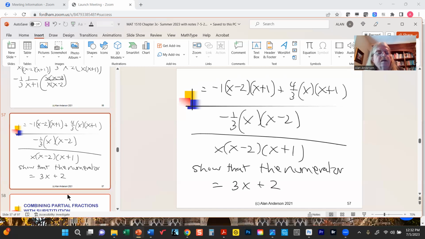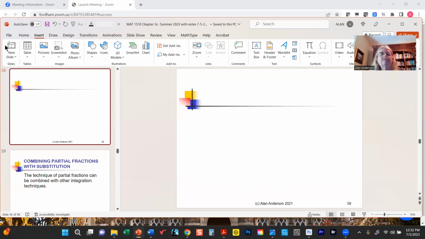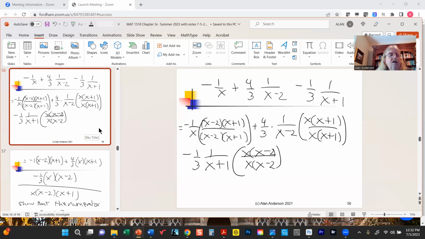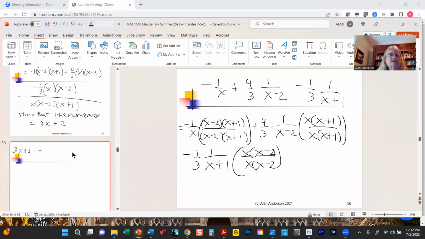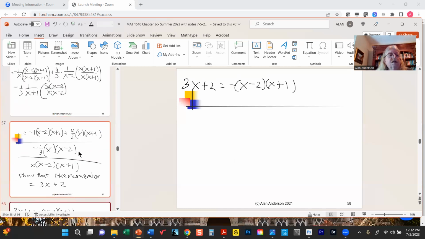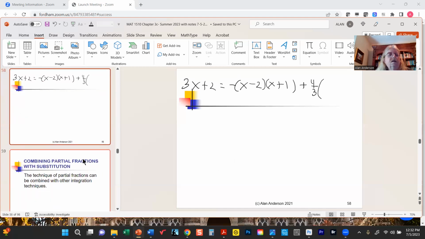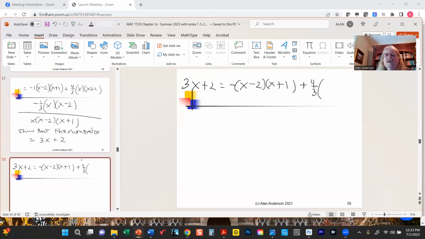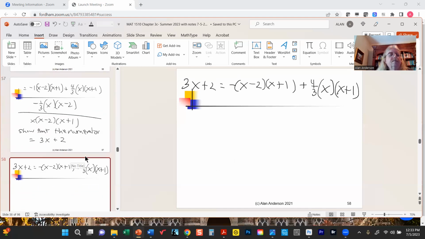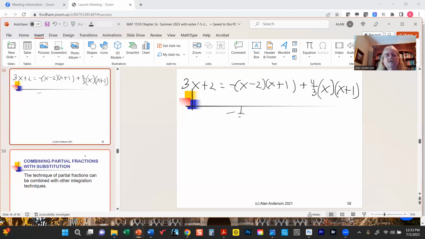So in order to prove that we did not make any mistakes, what we need to do is show that 3x plus 2 is negative x minus 2 times x plus 1, plus 4/3 x times x plus 1, and then finally minus a third x times x minus 2.